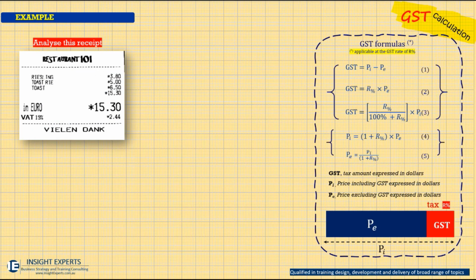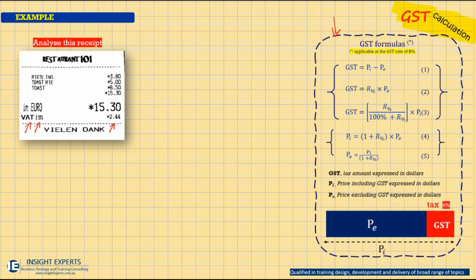Now let's look at some actual receipts, with this specific one applicable at the GST or at the VAT rate of 19%. And let's see how they arrive at the GST amount or the VAT amount. For your reference, I've listed the formulas for you on the right-hand side of the screen just for your quick reference. And remember, in terms of the tax payable by the consumer, it can be called GST, VAT, TVA, or some other names, but at the end of the day, it's the same concept but different rates.